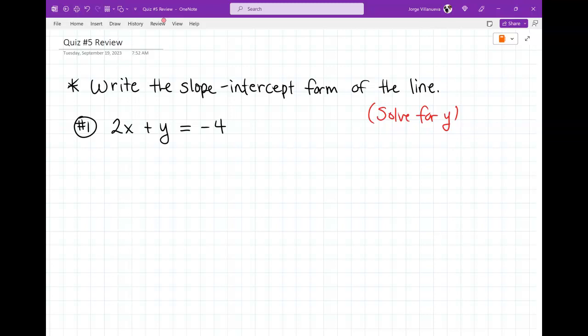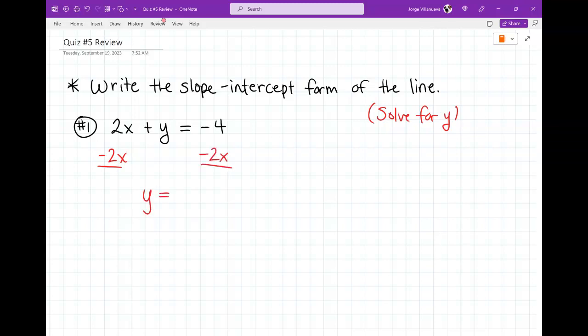So we have question number 1 right there. 2x plus y equals negative 4. If I want to get y all by itself, I'm going to subtract 2x on both sides. So minus 2x, minus 2x, y equals 2.